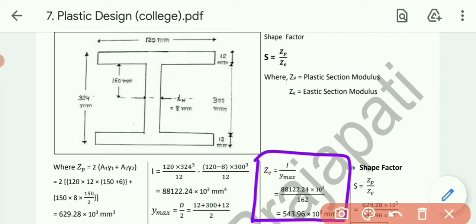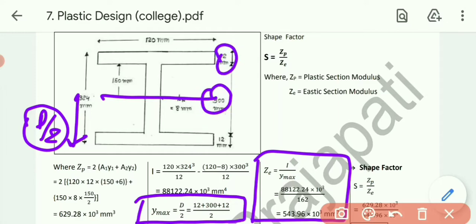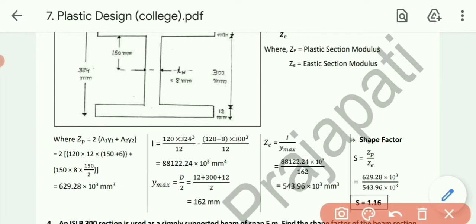First of all, talking about CG, the CG is always at the center, with respect to the bottom, say D by 2. So D, that is 12 plus 300 plus 12, so overall depth is 324. Say 324 by 2, so ultimately we will get 162. So we got the y max also.